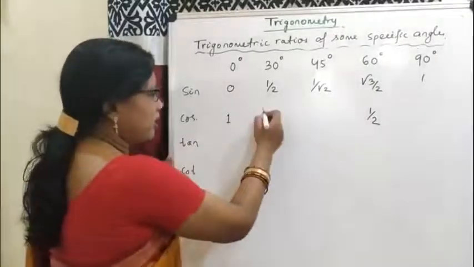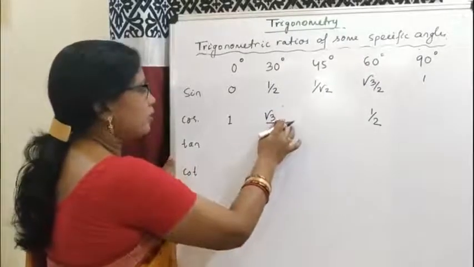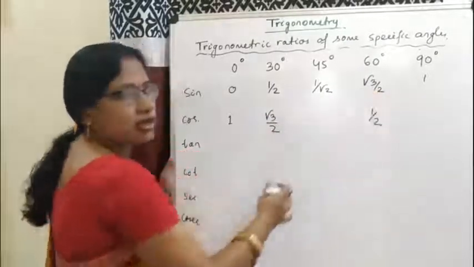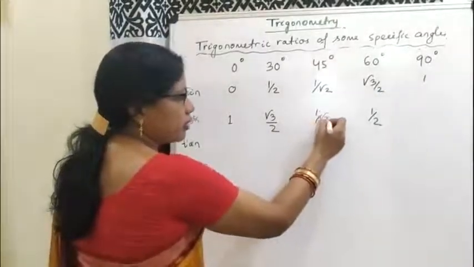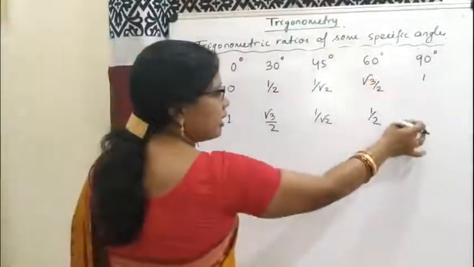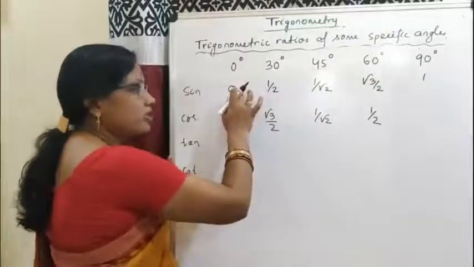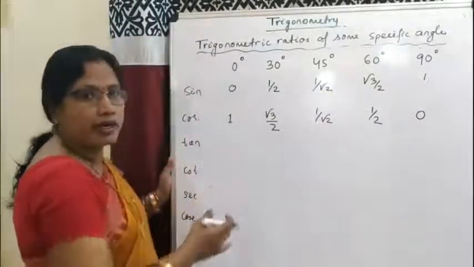So cos 30 will be root 3 by 2, and sine 60 is root 3 by 2. And sine 45 and cos 45 both are 1 by root 2. So what is cos 90? Sine 0 is 0, so cos 90 is 0. So in this way you can remember.